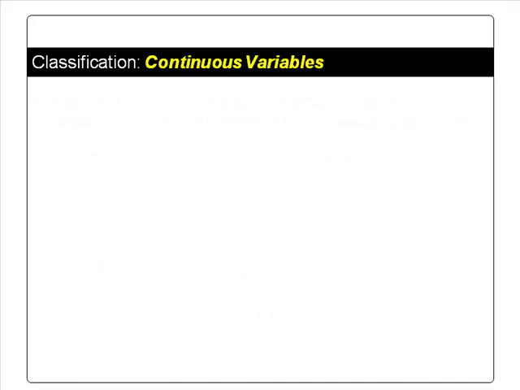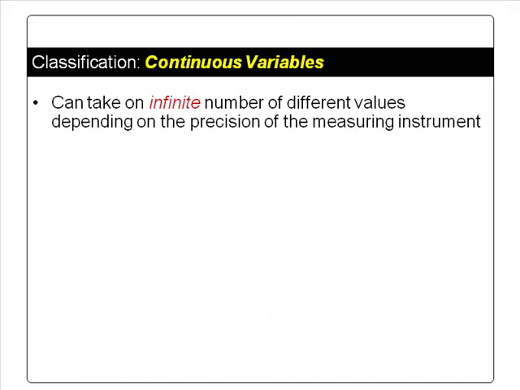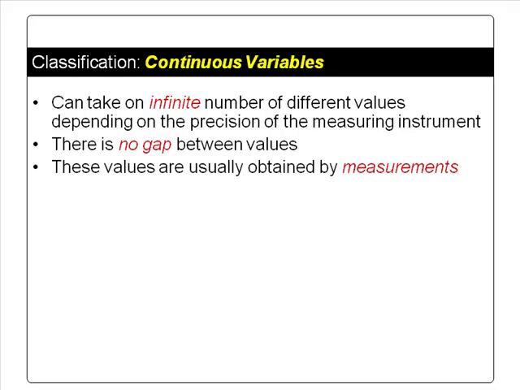Values of continuous variables are usually obtained by measurement. A continuous variable can take on an infinite number of different values, depending on the precision of the measuring instrument. And there is no gap between values. For example, the weight of an adult is a continuous variable.